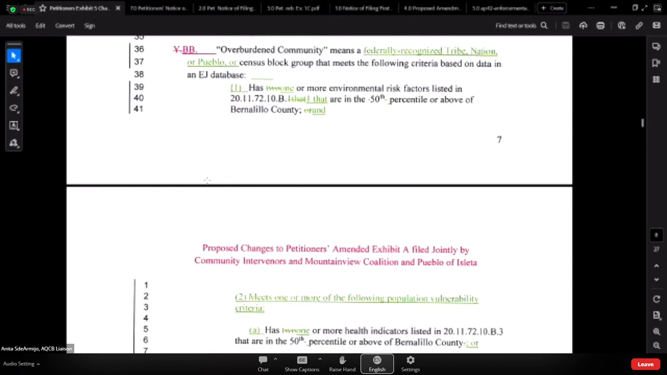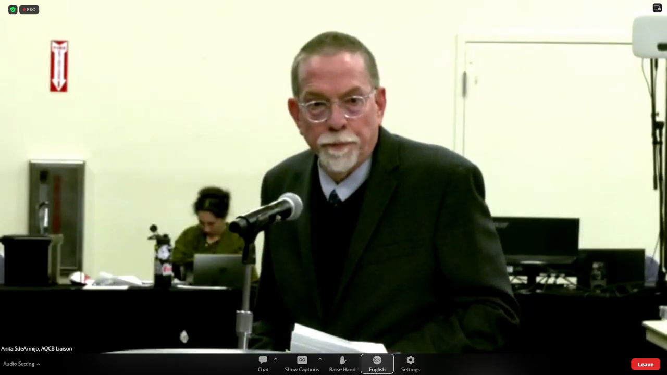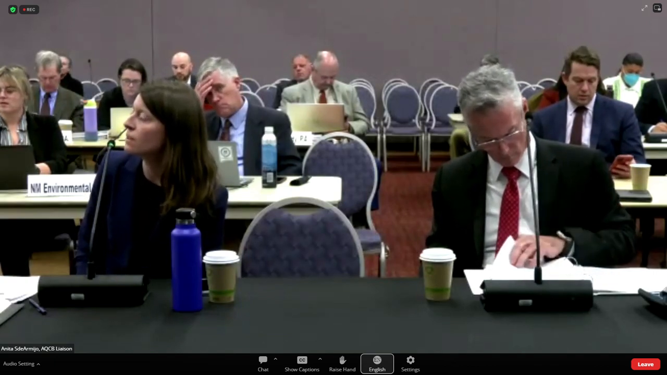So my understanding is that the way this is now written is that an environmental risk factor now is always included in the definition of an overburdened community, whereas before it was 2 or more environmental risk factors or 2 or more health factors. And so the rewrite was always to include an environmental risk factor. Just 1, though. Correct. Why was it just 1 as opposed to 2? I would be speculating about that since I wasn't involved in the decision.